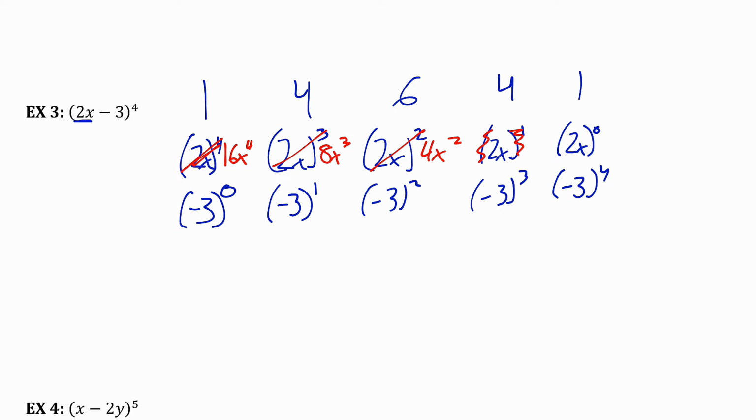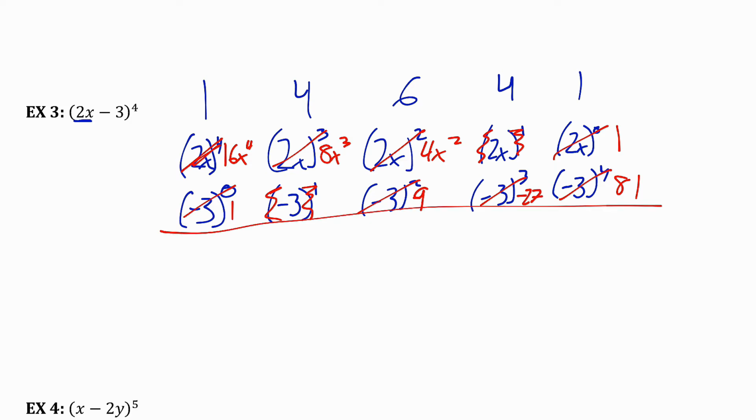And then 2x to the 0, and remember, anything to the 0 is just 1. Bottom row, negative 3 to the 0, 1. Negative 3 to the first is, well, just negative 3. Negative 3 squared is positive 9. Negative 3 to the third is going to be negative 27. Negative 3 to the fourth, that's going to be a positive 81.